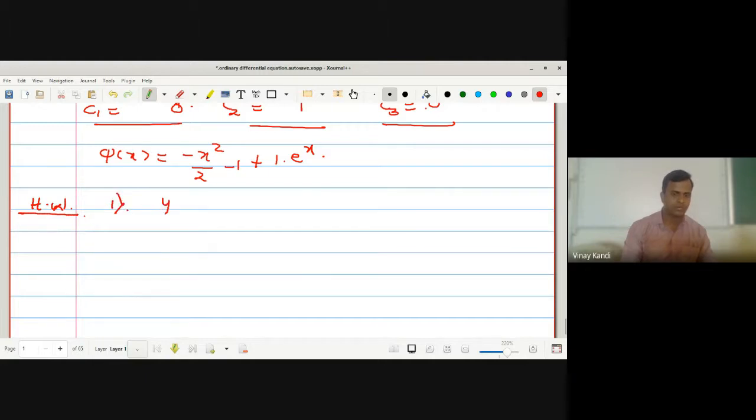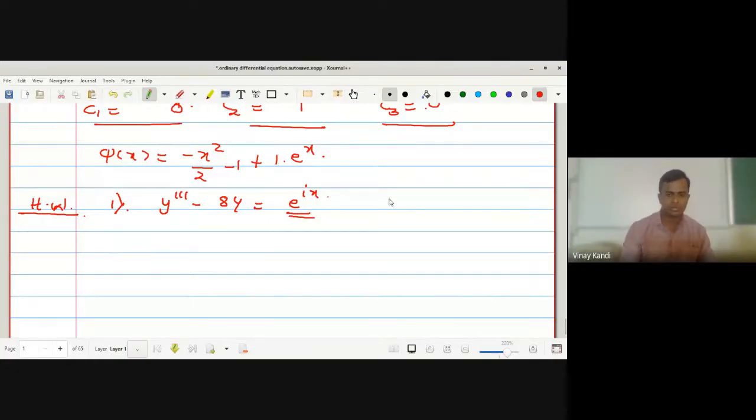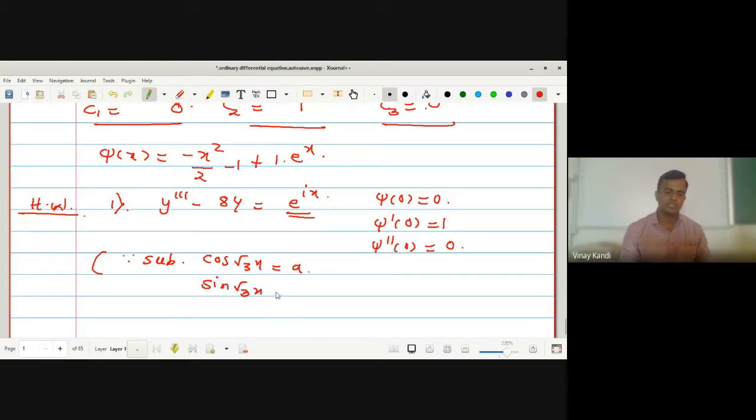First one, y triple dash minus b of x with initial condition psi of 0 is equal to 0, psi dash of 0 is equal to 1, and psi double dash of 0 is equal to 0. Okay, there is a hint: in the end you have to substitute cos of root 3 of x is equal to a and sin of root 3x is equal to b in the answer, so the simplification will be done properly ahead.